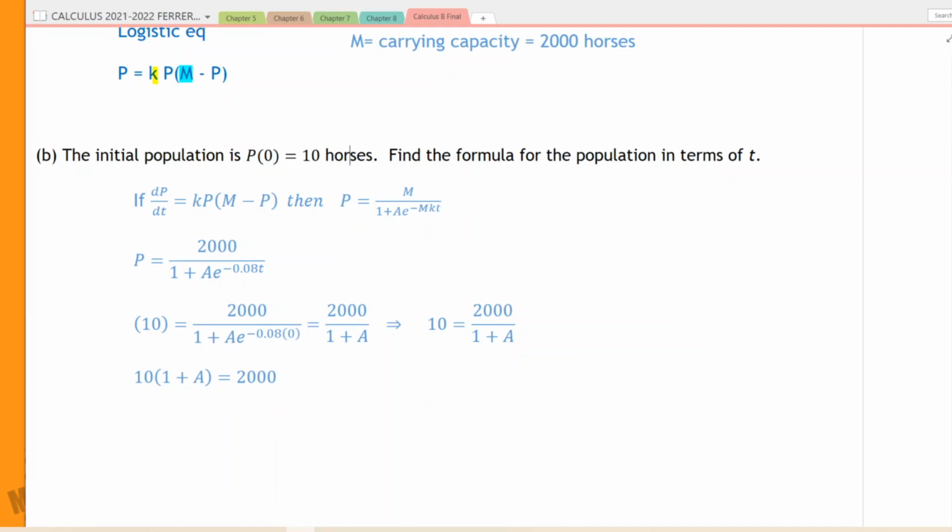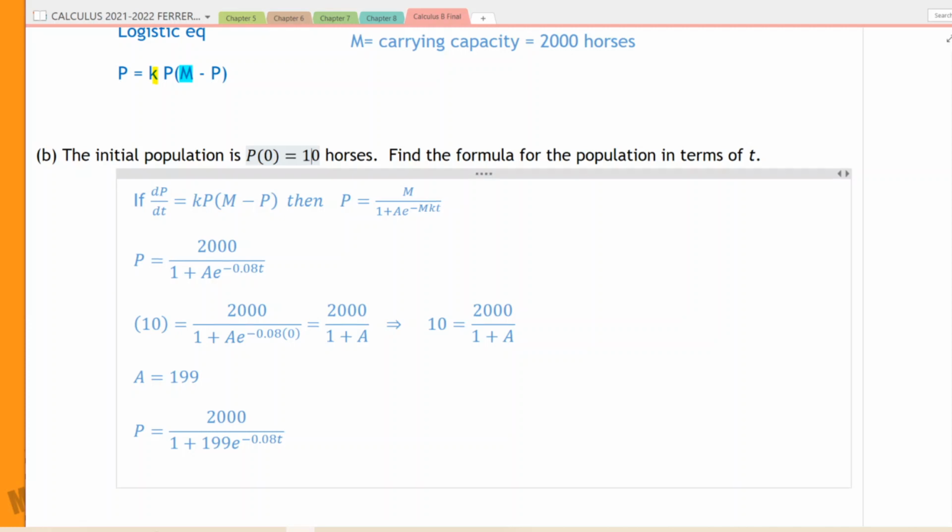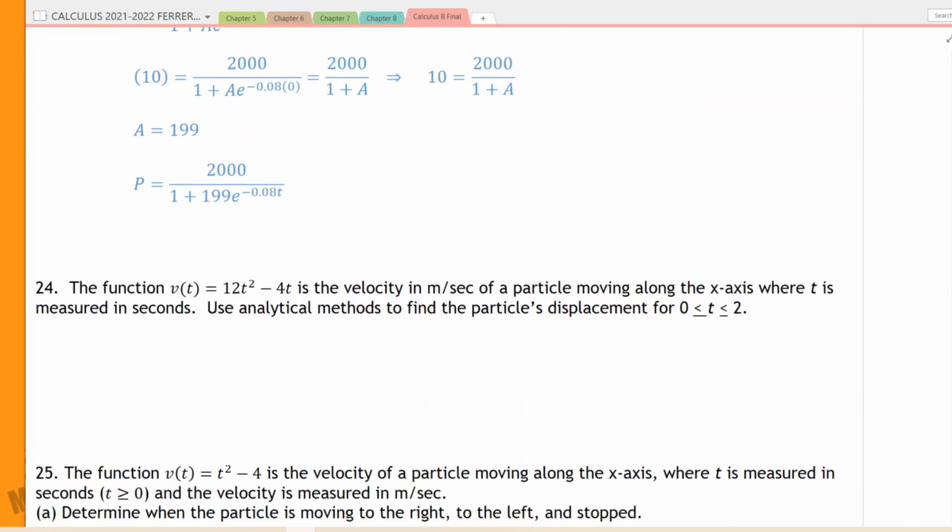Now this is just an Algebra 1 problem, and so A is 199. Like I said, the A is related to the initial condition, but it's not actually equal to it. With our A, we'll just substitute that into our population formula, and that does it for part B. Part C, oh, there is no part C.